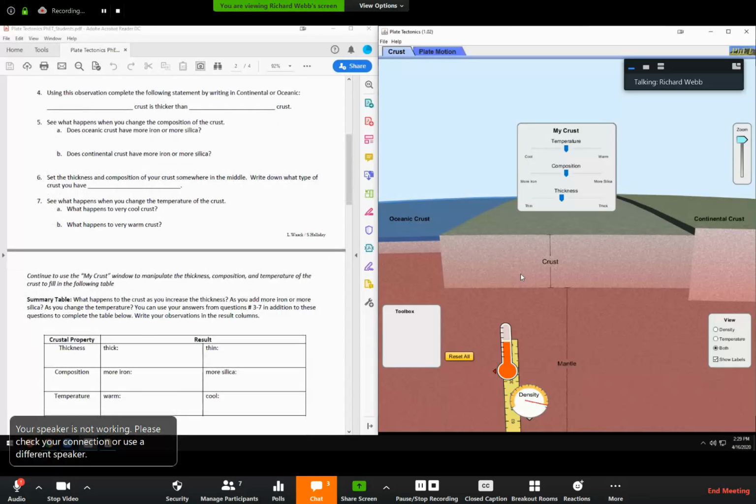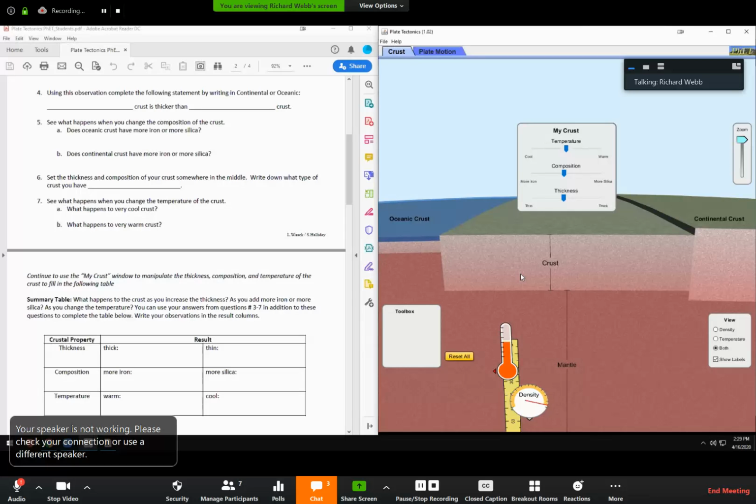Next, we're going to change the composition. So just keep the thickness here somewhere in the middle and go from an iron composition to a silica composition and record what the difference is when you move between iron and silica. So you report here, does the oceanic crust have more iron or more silica? And does the continental crust have more iron and more silica?